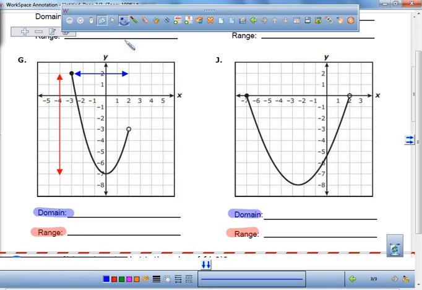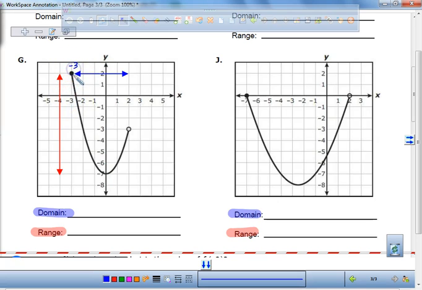All right, let's check out our domain. Where am I over here on the x-axis? Negative 3. Where am I on the x-axis right here? Where does that cross go on the x-axis? 2. So here's what you're going to do. All of your x values are between what two numbers? Between a negative 3 and a positive 2.